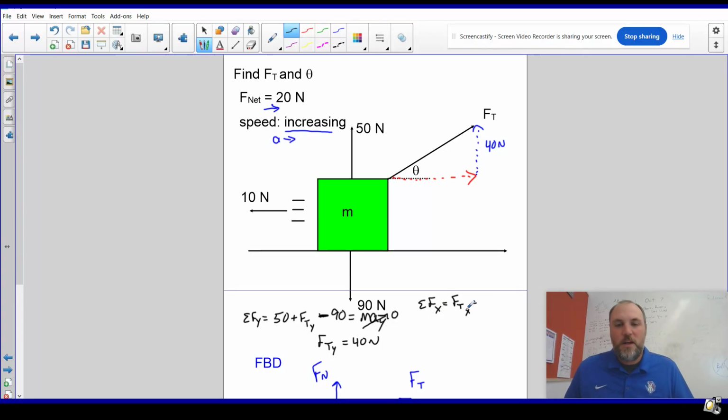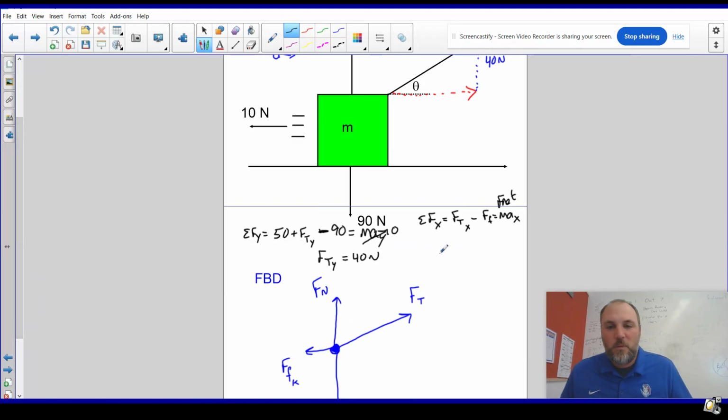So I'll say the horizontal component of tension minus friction is equal to m times a, or in this case, F net, the mass times acceleration. So we know we want to find F_Tx. We know the friction is 10 newtons, and we know the net force is 20. And I've taken care of the direction by having the horizontal component of tension as my positive. I knew that was going to be the winning force, and I subtracted 10 newtons because it was to the left. So I end up with a net force in the positive direction.